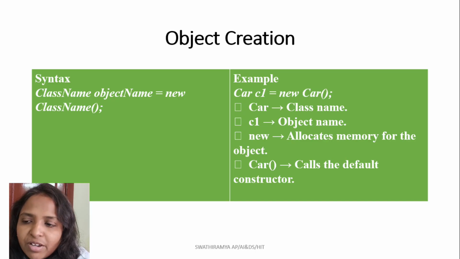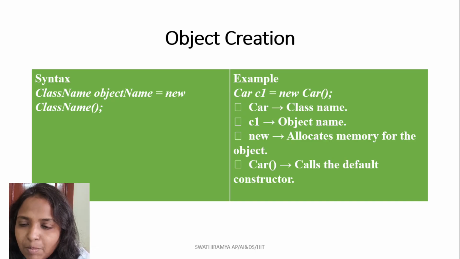The syntax for creating the object is class name, object name is equal to new class name. This is the constructor, new class name, open bracket, close bracket. You can see the syntax on the display screen. Class name, object name is equal to new class name, which is the constructor, open bracket, close bracket, semicolon. This is the exact syntax of object creation.